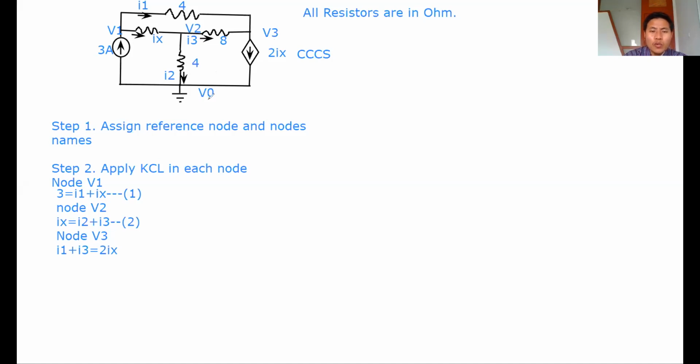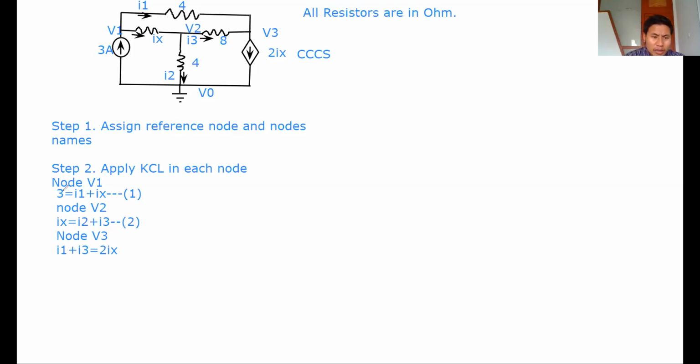Now this is the first step in the nodal analysis. First step, it says that we have to assign a reference node and we have to assign the node names or the node numbers. In our case, I'm giving V1, V2, and V3. The second step is we have to apply Kirchhoff's current law in each node. As I said, the number of node equations will be one less than the total number of nodes in the network. So in our case, we're going to have three node equations.